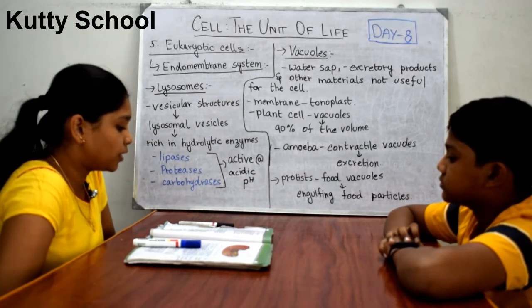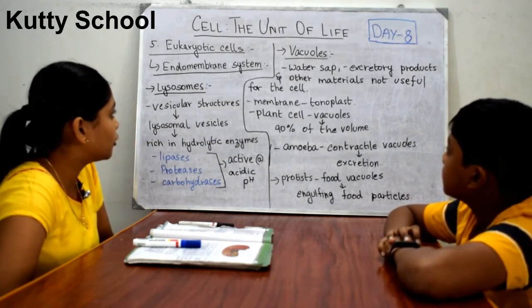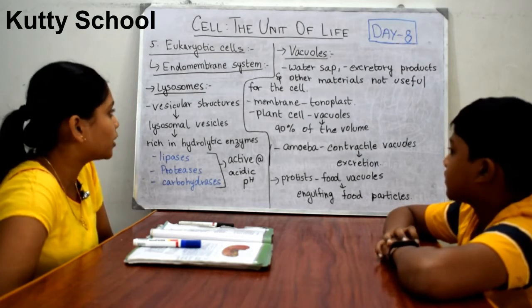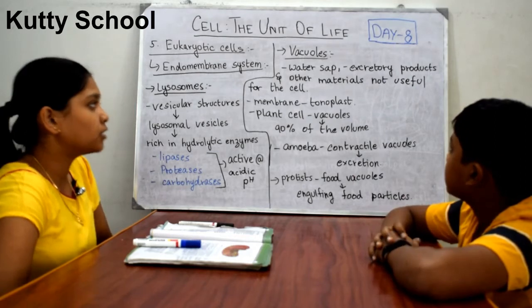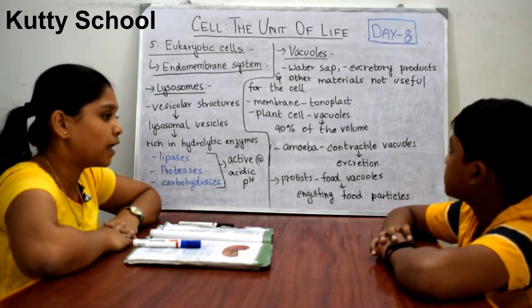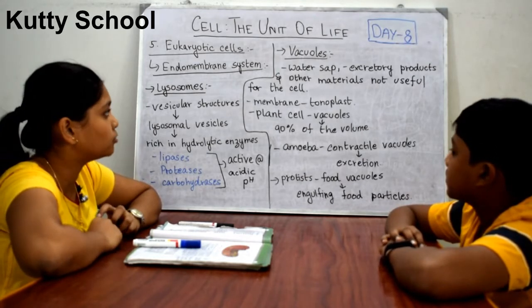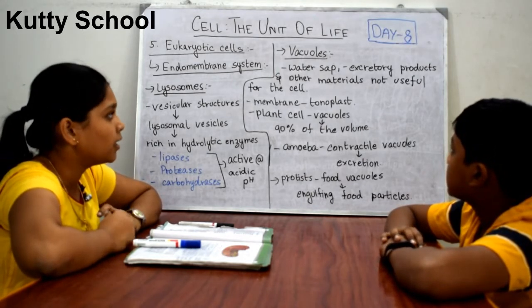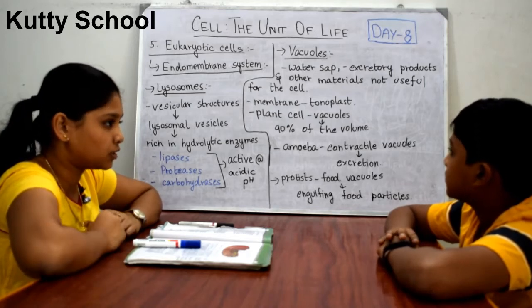So next we are going to the fourth organelle in the endomembrane system, which is vacuoles. Vacuoles are generally large in plants and small in animal cells. So what is present inside vacuoles? These contain water, sap, excretory products and other materials not useful for the cell.